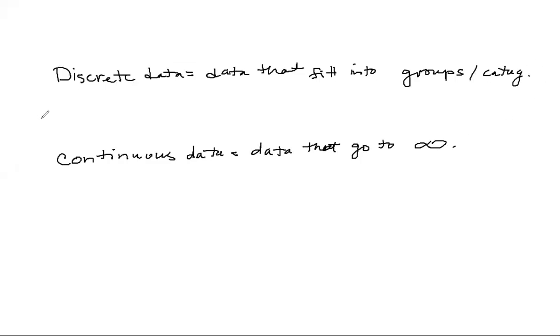Okay, so if you have discrete data, you know that you have discrete data because it's data that fit into groups or categories, right? So an example of this would be male versus female, or different ethnicities, different eye colors, different activity levels, hint, hint. If you have discrete data, you're going to make a bar graph, okay?